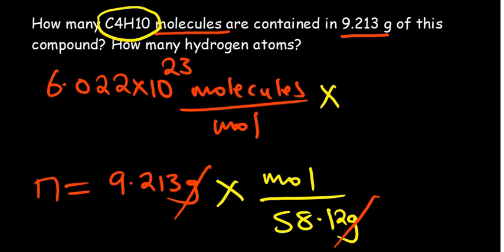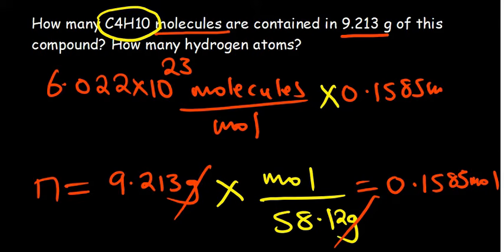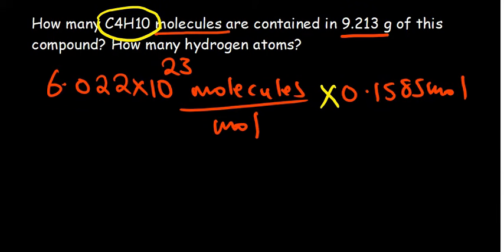9.213 divided by 58.12. Our answer is 0.15885 moles. So we have our number of moles, 0.1585 mole. Okay, so we are good to go. So we can multiply the number of moles with our Avogadro's constant now to get the number of molecules.